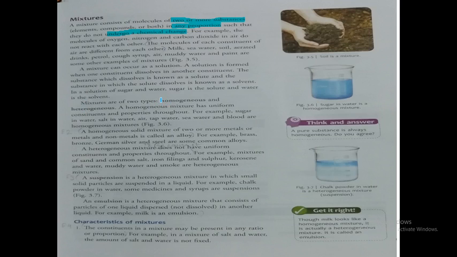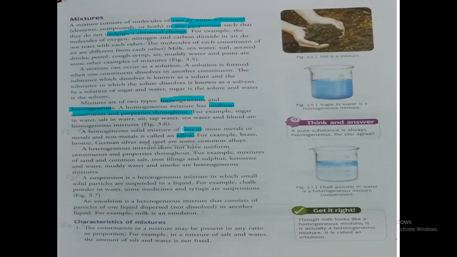The first 2 types are homogeneous and heterogeneous. A homogeneous mixture has uniform constituents and properties throughout. The properties and the constituents present in the homogeneous mixture are uniform throughout the mixture. But in a heterogeneous mixture, they are non-uniform.